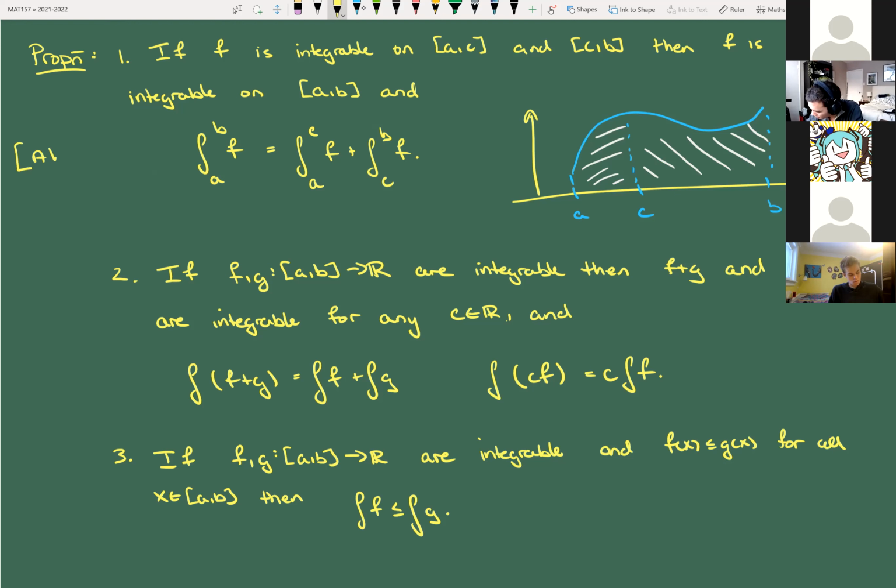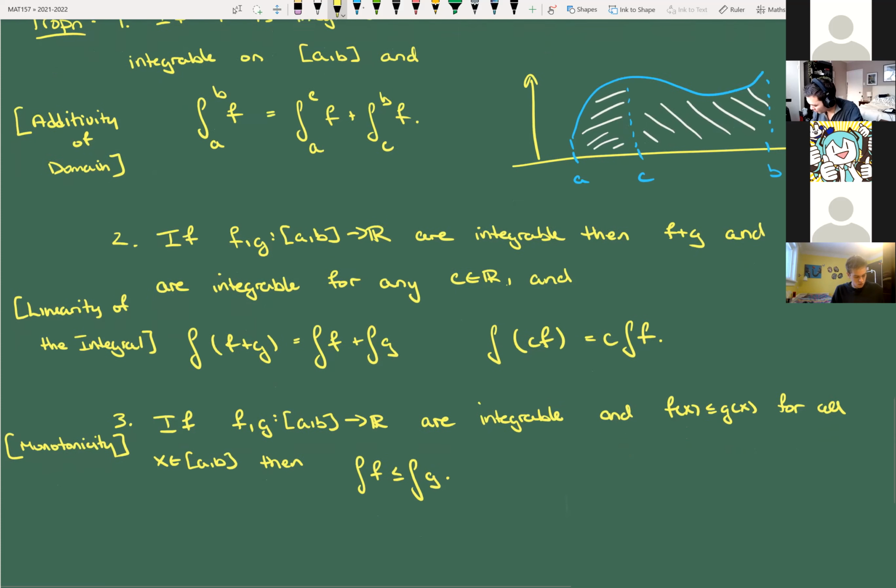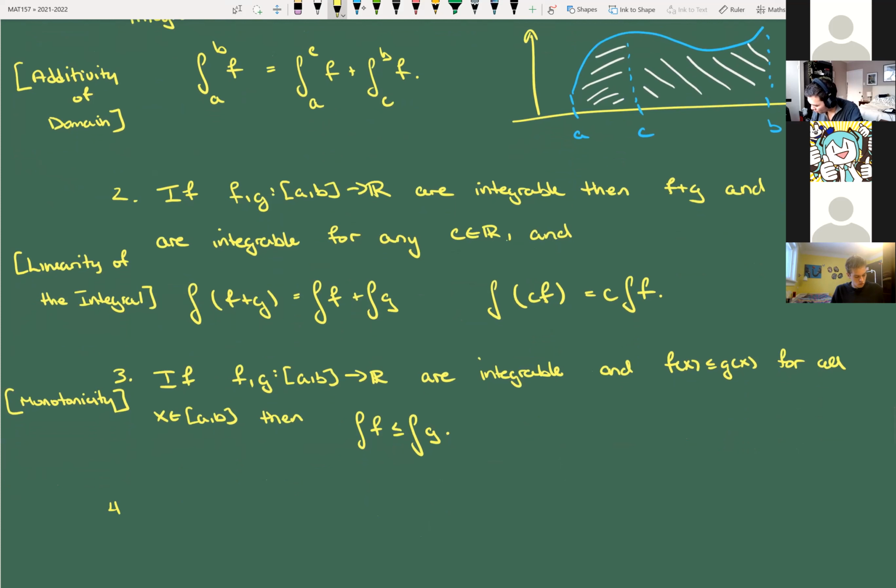So this is called additivity of domain. This is linearity of the integral. Okay, 3 here is called monotonicity of the integral, but I'm going to skip that part. And then 4, what would we call this? Is this subnormality? Oh yeah, I'm going to call this subnormality.